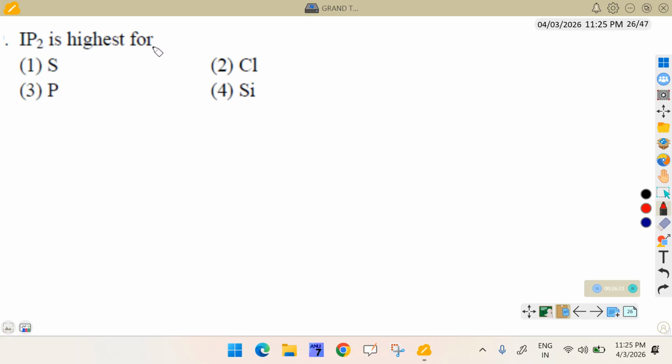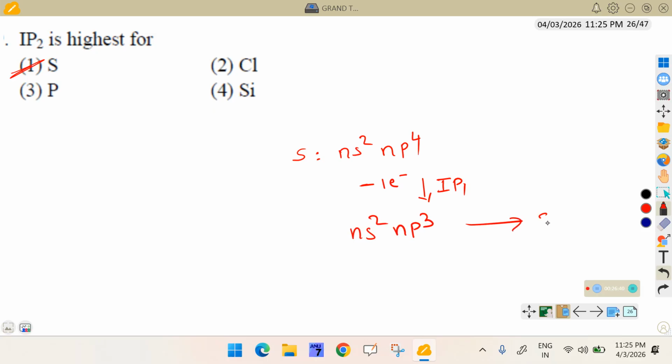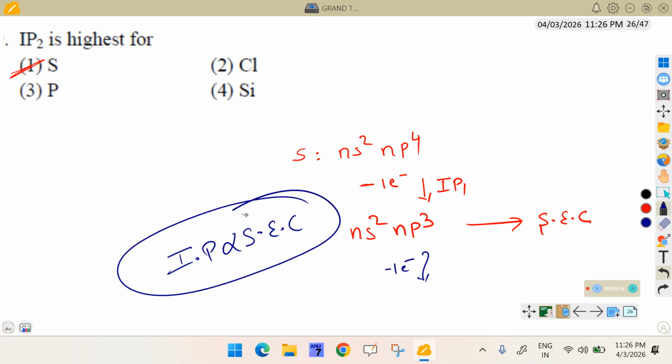IP2 is highest for sulfur. The sulfur electronic configuration is 3s2 3p4. Remove 1 electron, that means IP1. Then the electronic configuration is 3s2 3p3. The 3s2 3p3 electronic configuration is a stable electronic configuration. To remove 1 more electron is difficult because ionization potential is directly proportional to stable electronic configuration.